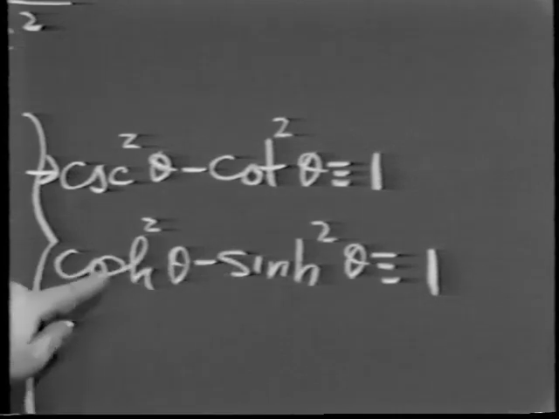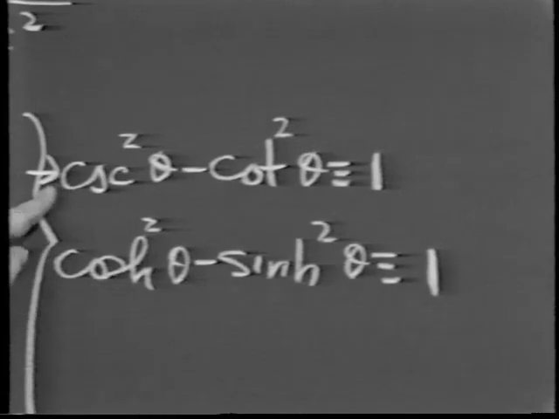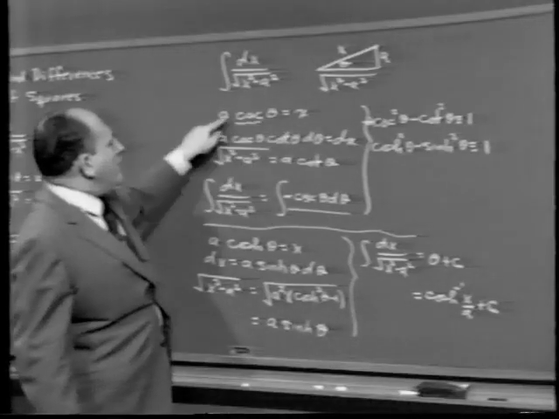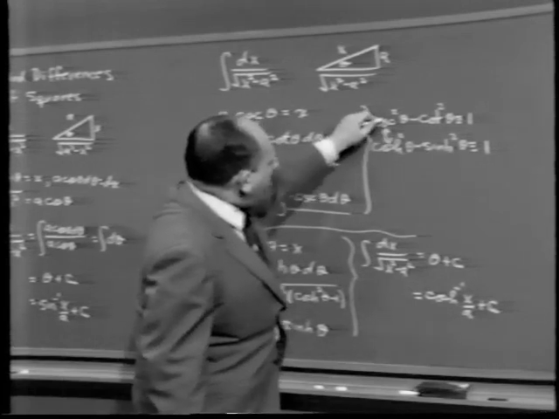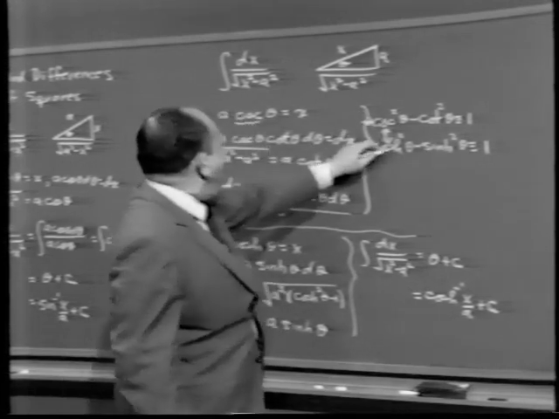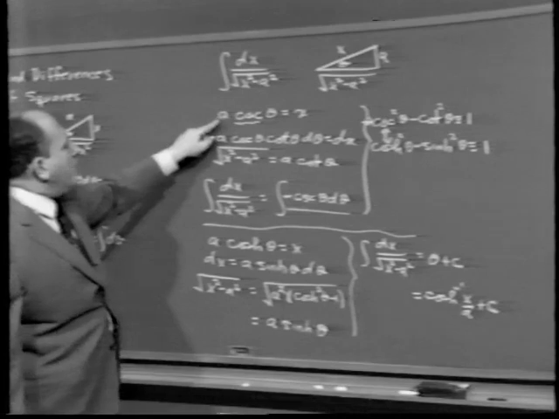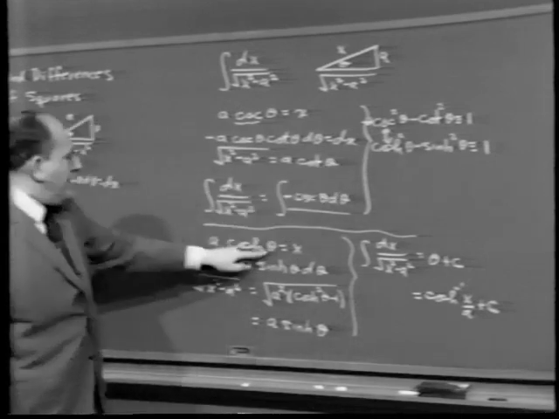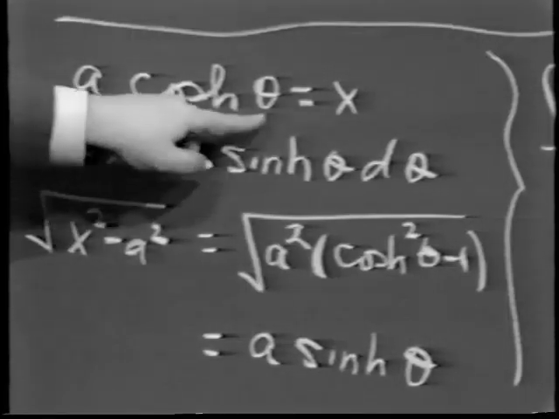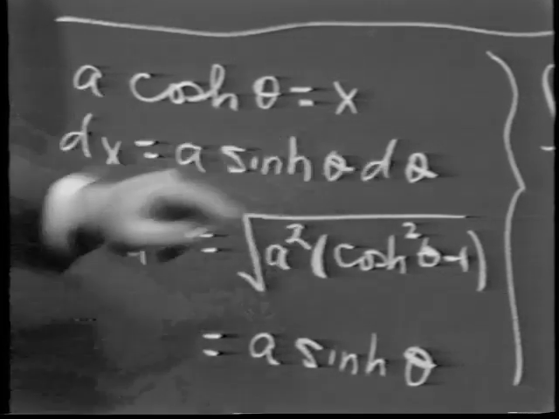In other words, sinh and cosh are related hyperbolically the same way that cotangent and cosecant are in terms of circular functions. The identification is this. Since in the original problem I tried x equals a cosecant theta, and since the identification here is that cosecant and cosh are matched up, what I try next, once this has failed, I very quickly say, okay, instead of x equals a cosecant theta, I'll try x equals a cosh theta. That's exactly what I did over here. A cosh theta equals x, from which it follows that dx is a sinh theta d theta.